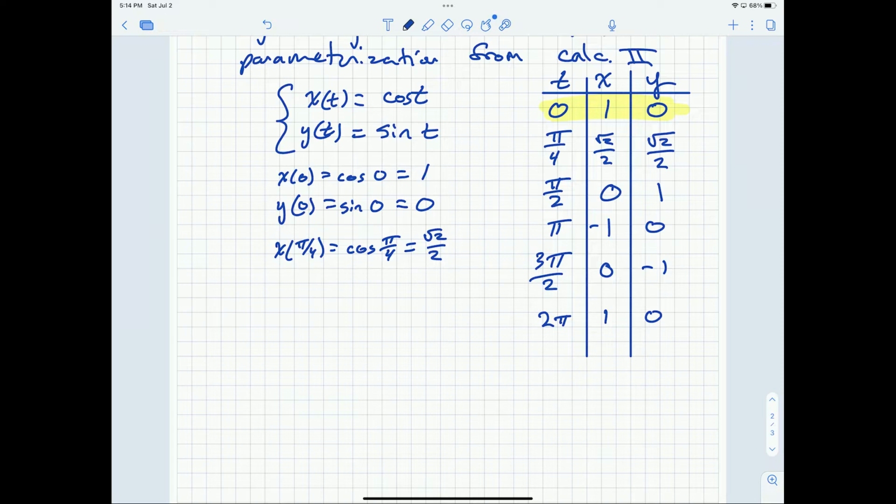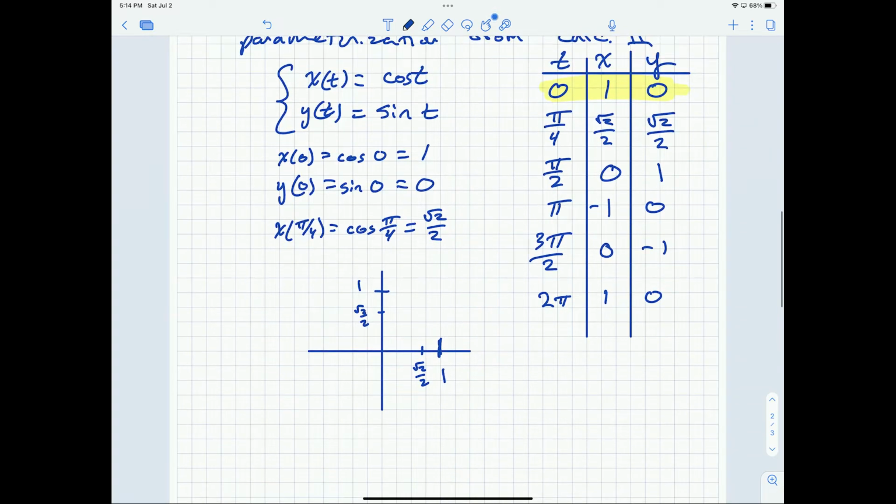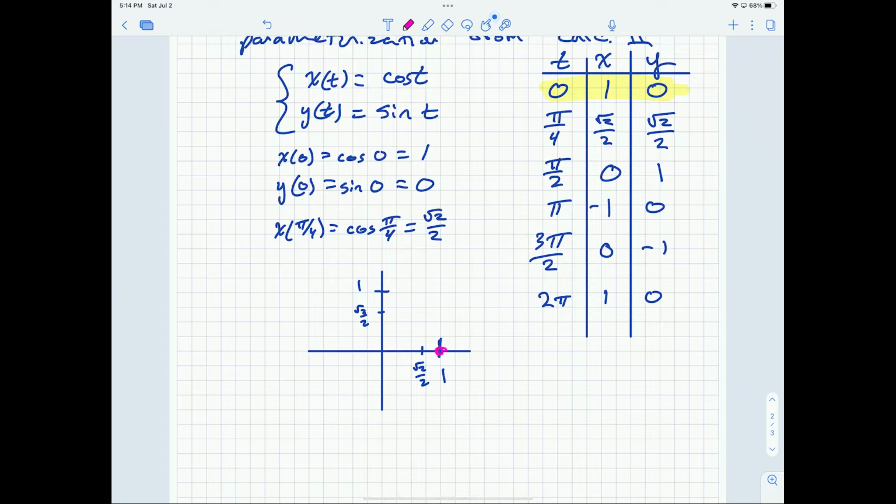And if you go and plot these, what you're going to see, I put, let's say, 1 right there, and say root 2 over 2 is about there. And if I put 1 there, and then I put root 2 over 2 about there, what we get is that the first point, the one that's highlighted, is 1 comma 0, which is right there.